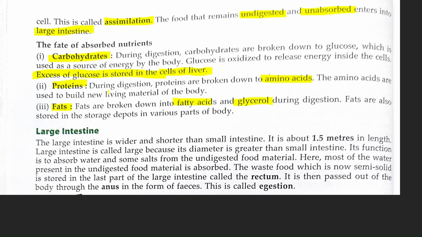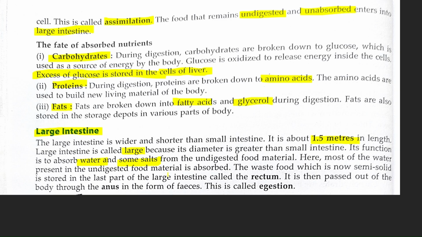Next, we will move on to the large intestine. The large intestine is wider and shorter than the small intestine. It is about 1.5 meters in length. It is called large because its diameter is greater than the small intestine. Its function is to absorb water and some salts from the undigested food material. Here, most of the water present in the undigested food material is absorbed.